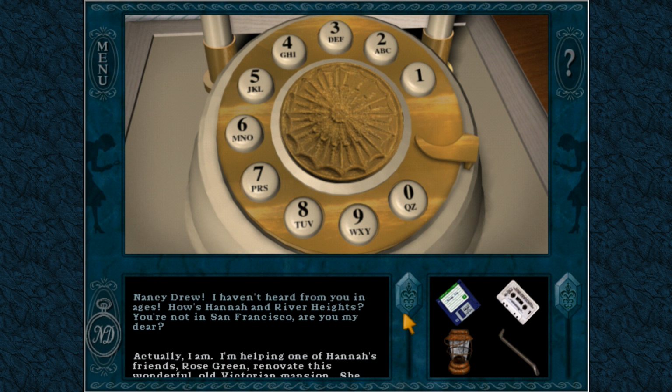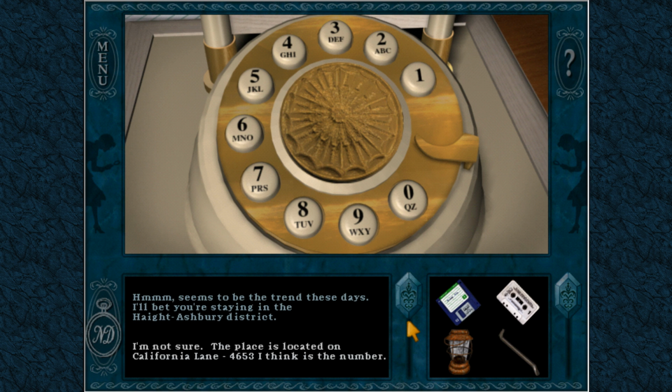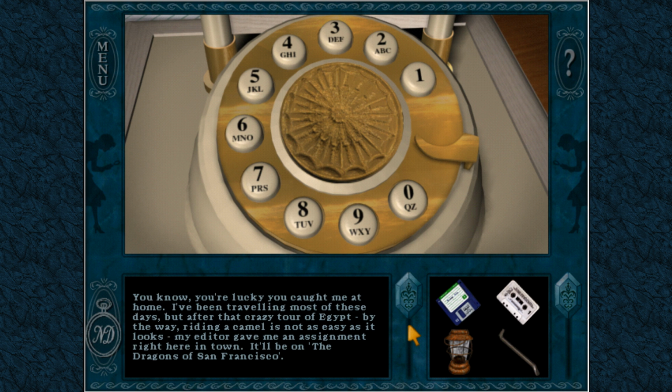This is Emily. Hi, Emily. It's Nancy Drew. Nancy Drew? I haven't heard from you in ages. How's Hannah in River Heights? You're not in San Francisco, are you, my dear? Actually, I am. I'm helping one of Hannah's friends, Rose Green, renovate this wonderful old Victorian mansion. She wants to open up a bed and breakfast. Seems to be the trend these days. I'll bet you're staying in the Haight-Ashbury district. Not sure. The place is located on California Lane. 4653, I think, is the number.